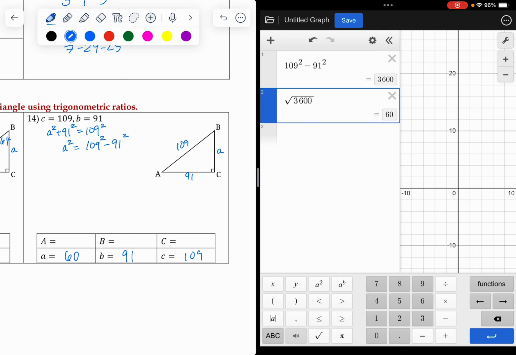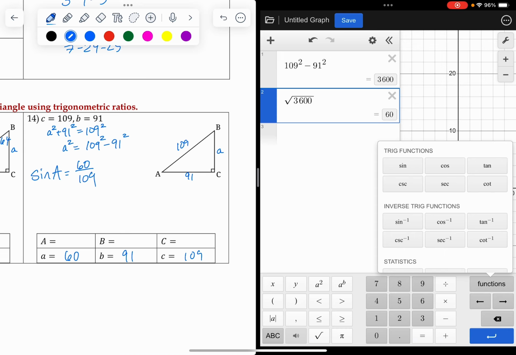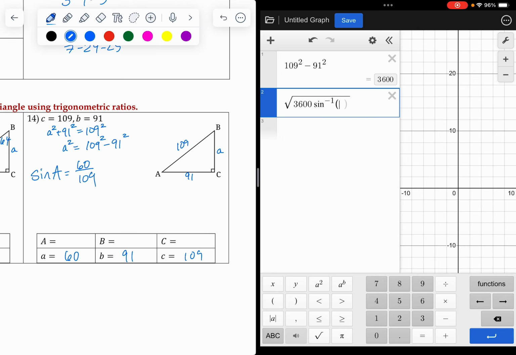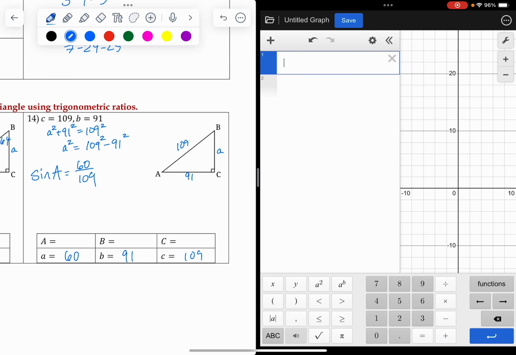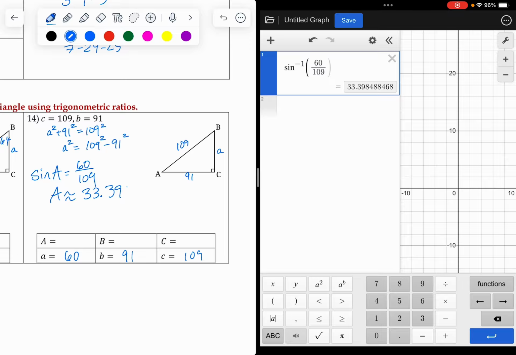So now if I want to find angle A, I can say sine of A is equal to little a over 109. Little a we just found to be 60 over 109. And in order to find the angle, you have to undo sine. We undo sine by taking the inverse of sine, or the arc sine, which we're going to talk about later. So we're going to do inverse sine of that ratio of 60 over 109. And we are still in degrees, so A is about 33.398.